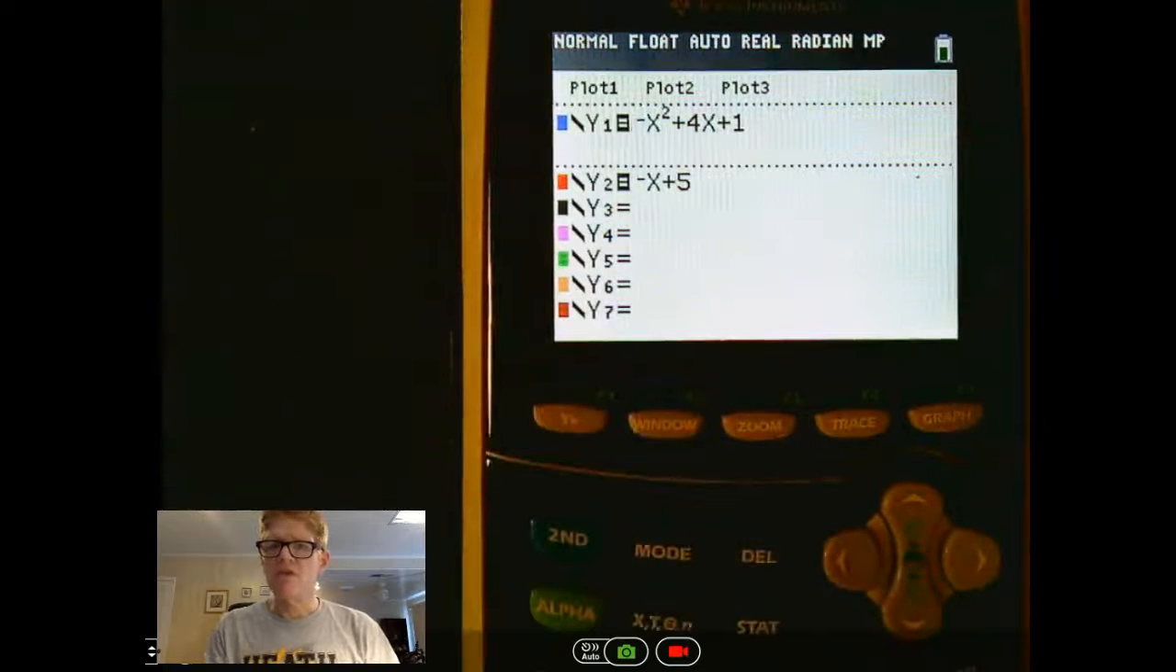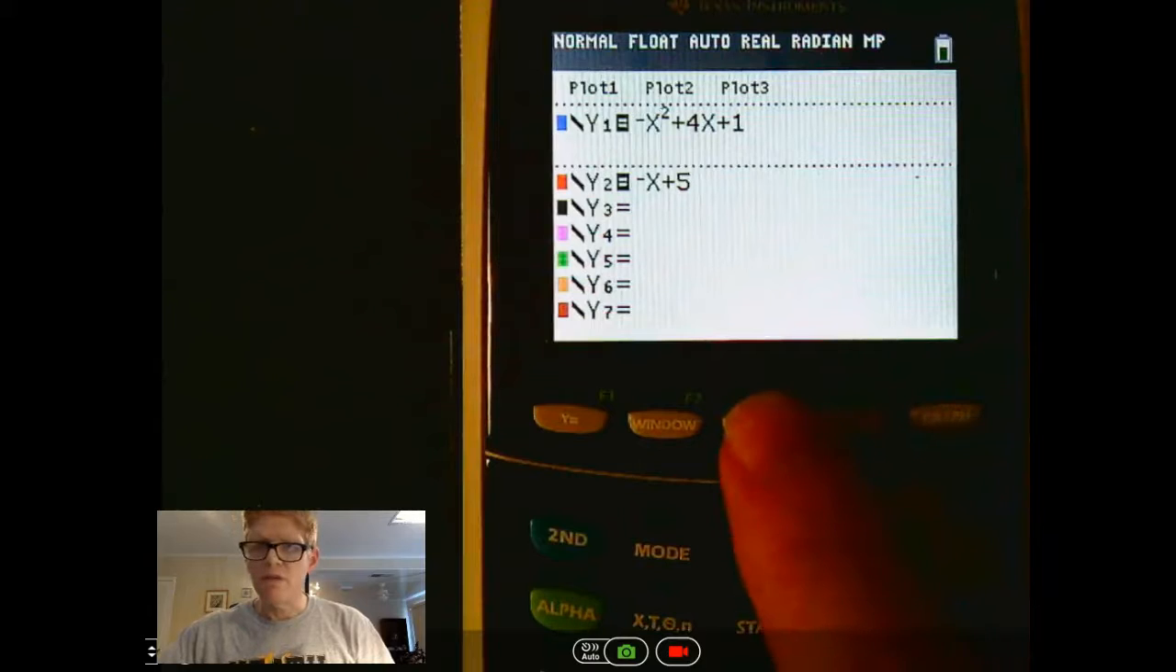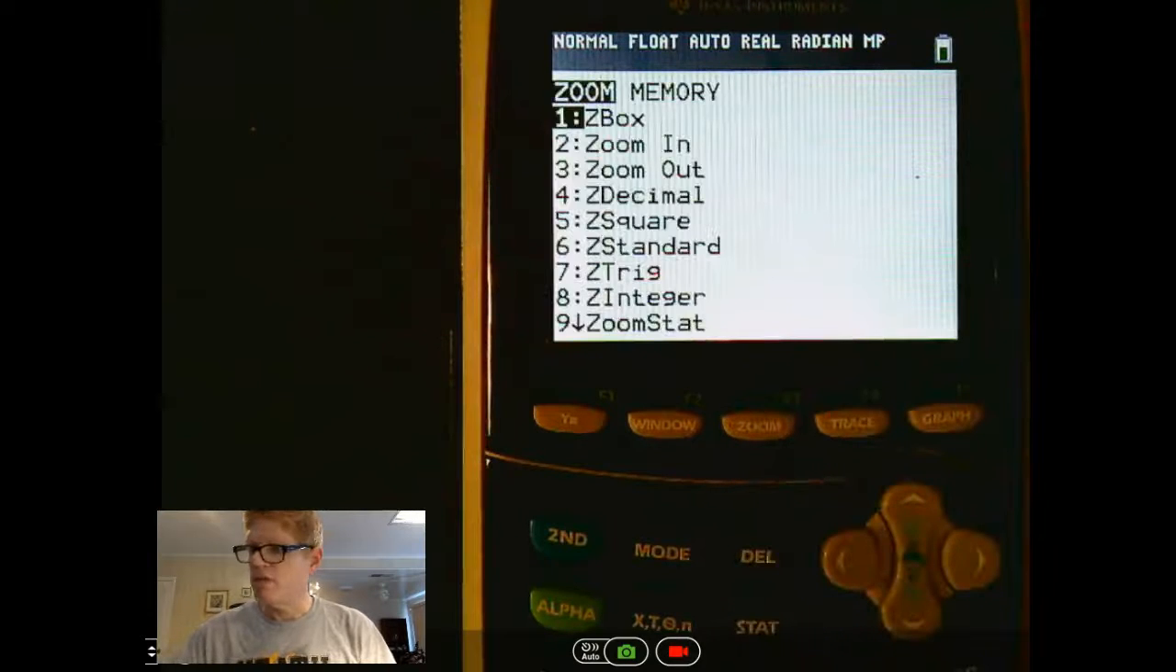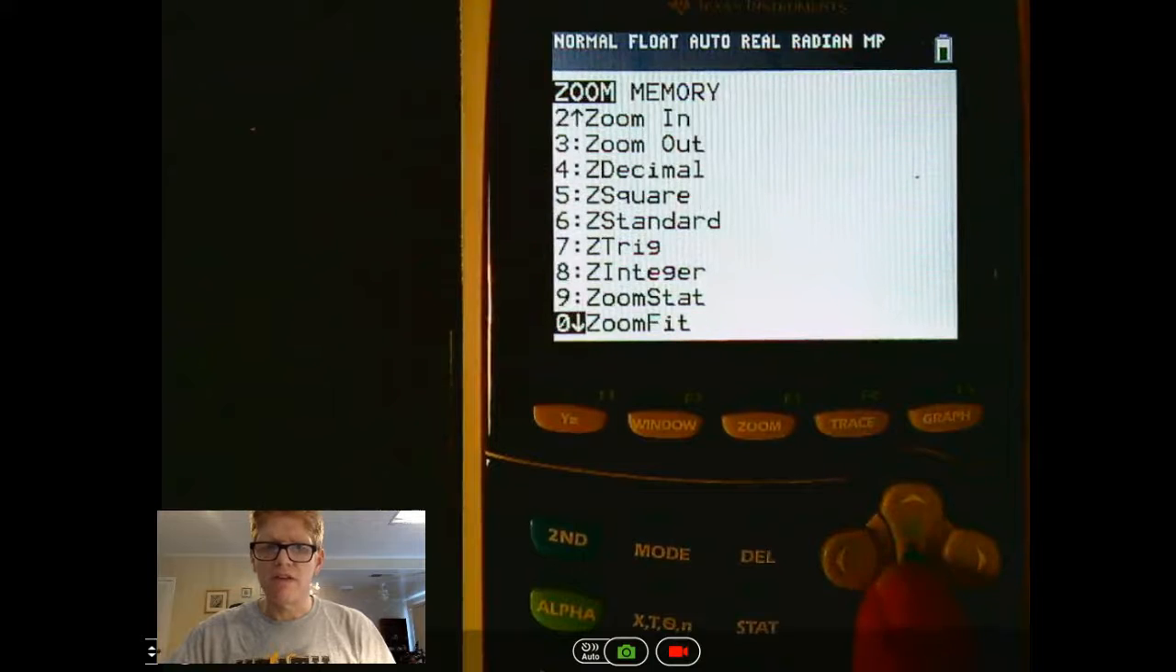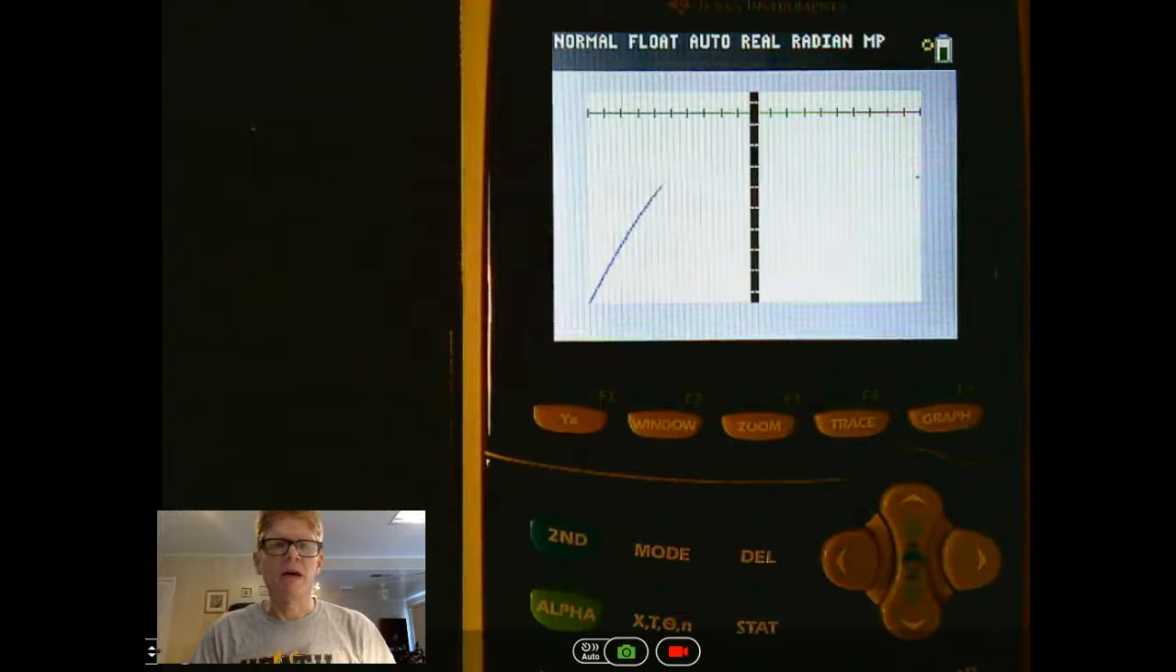The next thing I'm going to do once I've got my equations entered is graph it. Now I prefer to graph using zoom instead of the graph button, so I'm going to press zoom, and then I'm going to press 0, zoom fit. So there you go, zoom fit, and you'll see it graph. Now mine is a TI-84 C Silver Edition, which means it is slow as Moses. So hang in there. You can see your line crossing there at 2 points.